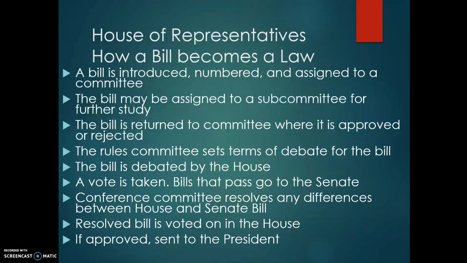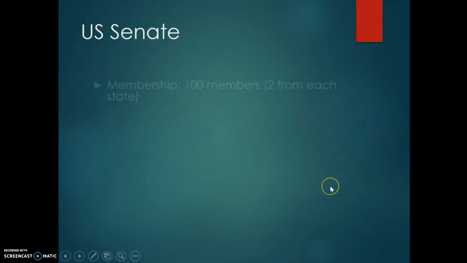So once the Rules Committee determines it, it goes out for debate. Vote is taken. The bill passes. It goes to the Senate. If there is a bill that is the same as out of the Senate, that's the same as the House, it then goes to conference committee to resolve any differences between the House and Senate bill. The bill is resolved. It is voted on in the House, and if it's approved, it's sent to the President. Again, you guys have a flow chart for that.